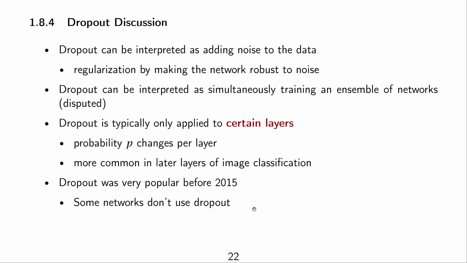Dropout was very popular before 2015, but since then we've seen several networks that don't use dropout at all. Also, my personal feeling is that dropout works well for classification networks, where we start with maybe a large tensor, and then the tensor gets smaller and smaller with fewer features, and at the end we only want to have a decision which of many classes the image should be classified as.